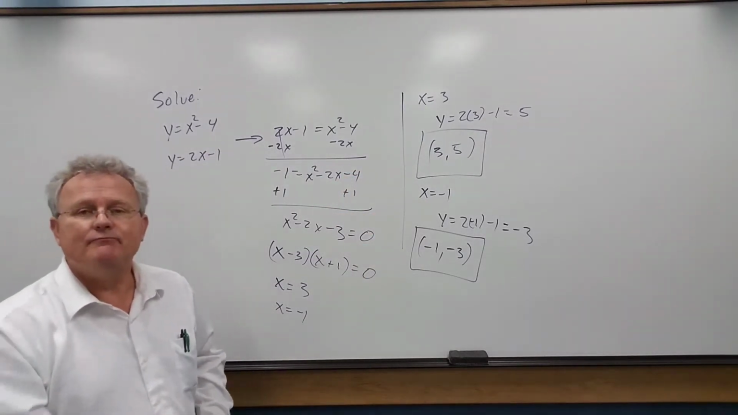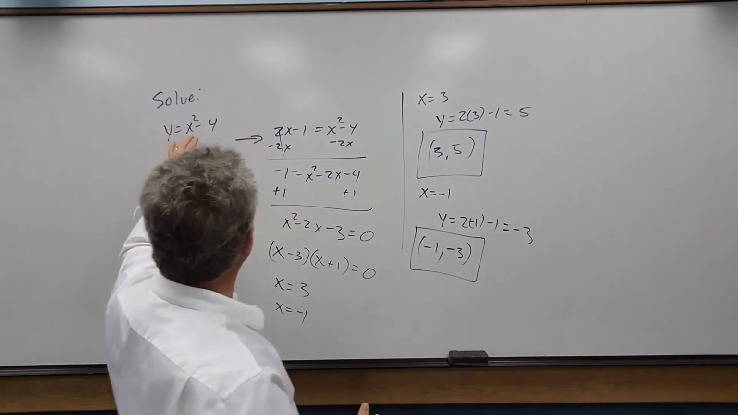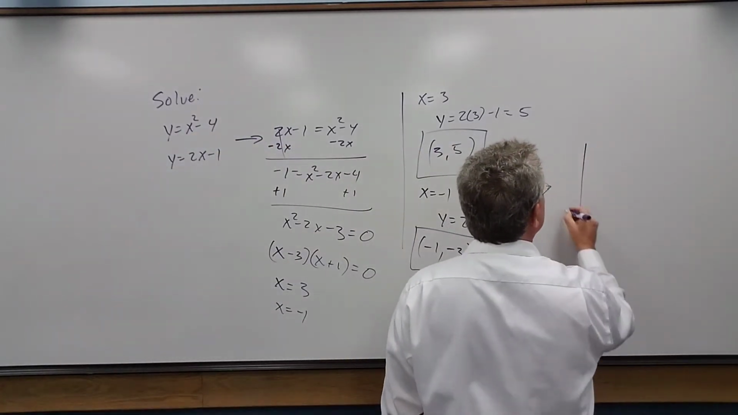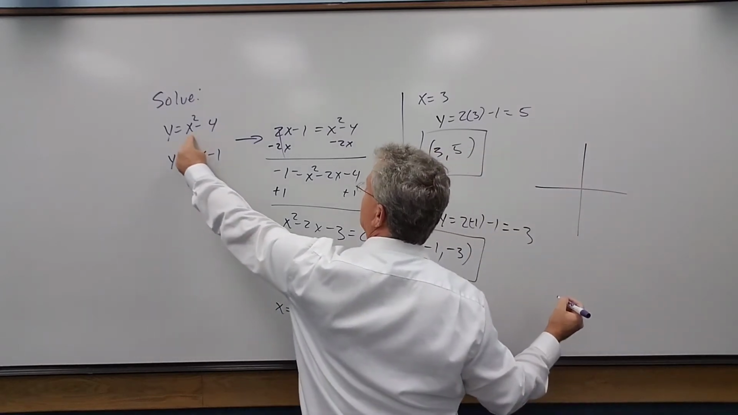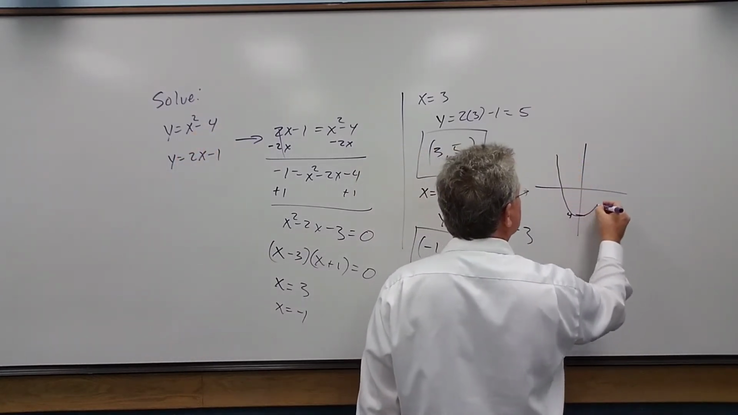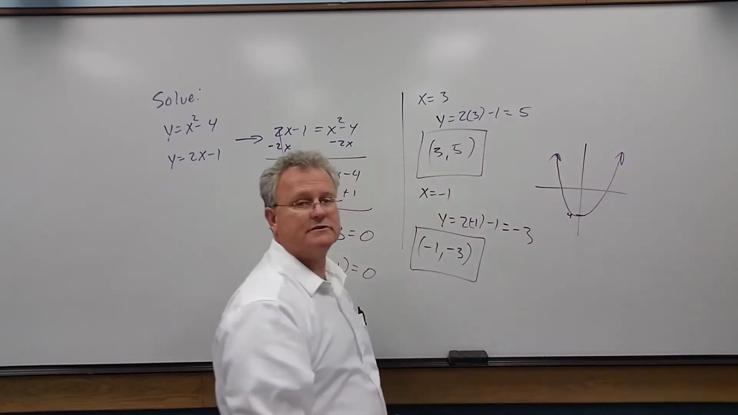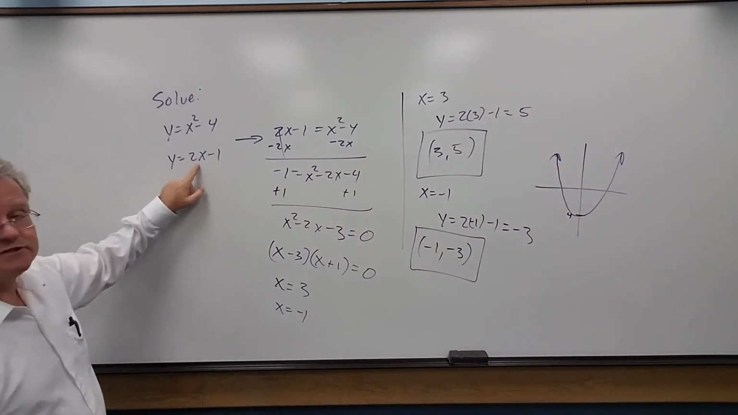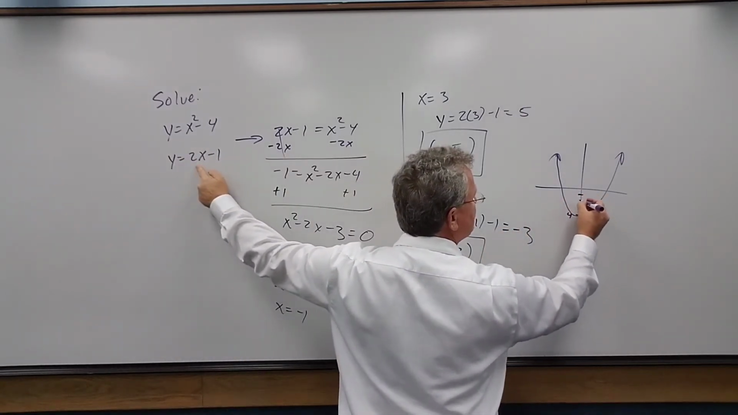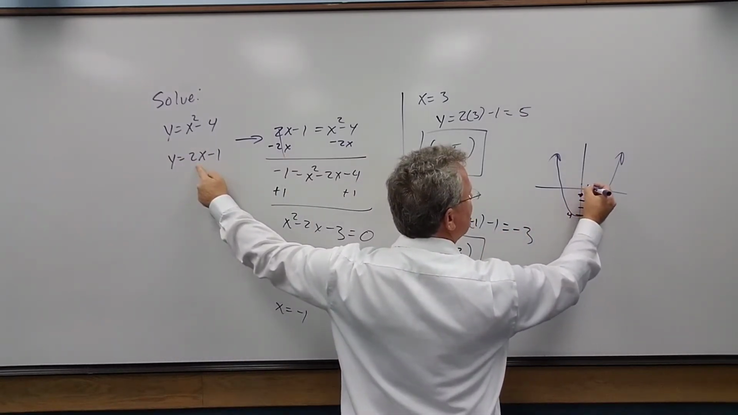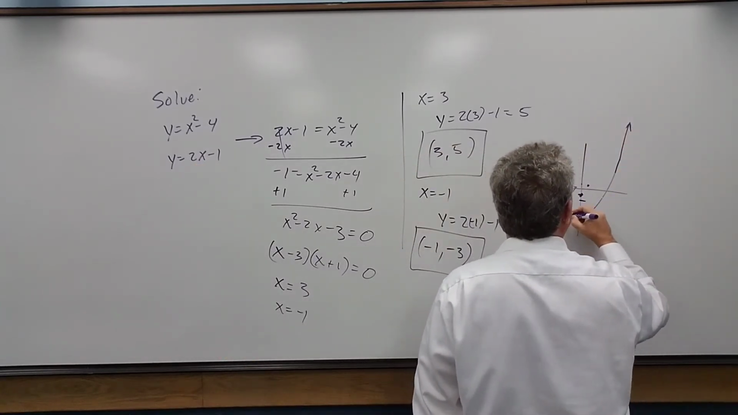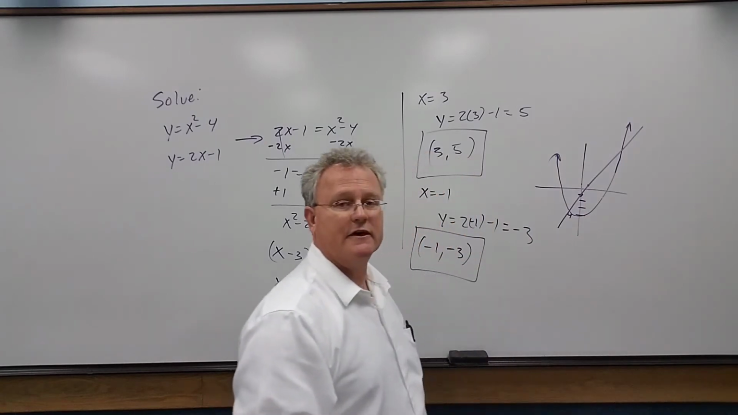Now, how does that relate to this? Well, y equals x squared minus 4 is a parabola shifted down 4 units. So we get something kind of like this. This is a straight line, start at negative 1, go up 2 over 1, and when we connect these, we get a graph like this.